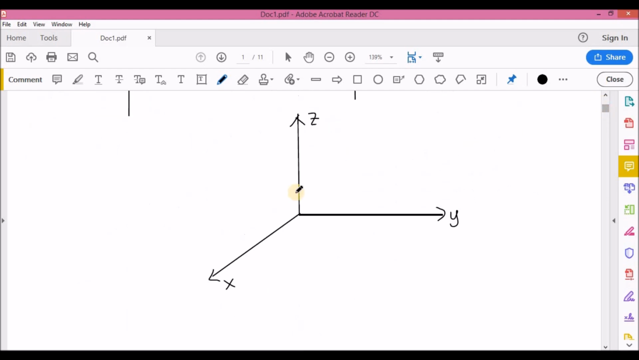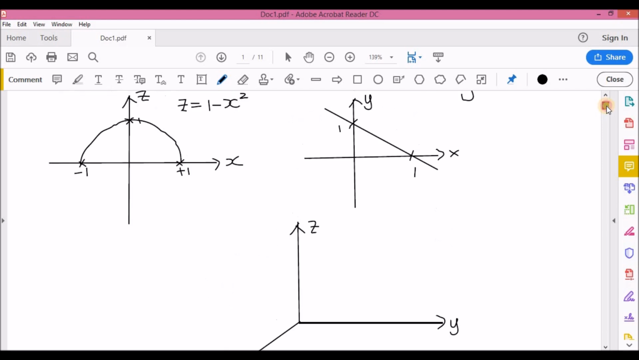Next one you have the xz plane. This is the x, this is the z, so the xz plane will be like this. Things like that. So actually these planes mean the boundary of the 3D structure. The important part is you have to draw these planes into the 3D diagram first.